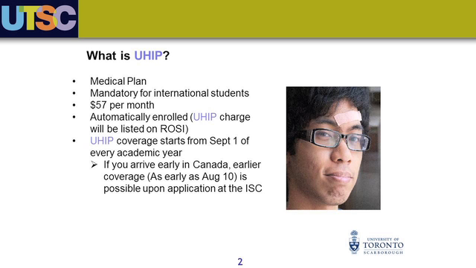The rate is $57 per month. And the UHIP is automatically enrolled, meaning the UHIP charge along with this coverage will be listed on ROSI. And the UHIP coverage could start as early as August 10th. But by default, it starts from September 1st of every academic year.